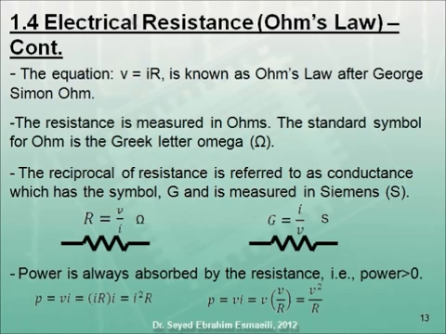The resistance R is measured in ohms, which is presented by the Greek letter omega. The reciprocal of the resistance is referred to as the conductance, which has the symbol G, where G equals I over V or 1 over R, and is measured in Siemens. The resistance converts a portion of the electrical energy to thermal energy. Hence, the resistance is always absorbing power, where the power P equals I squared R or V squared over R.